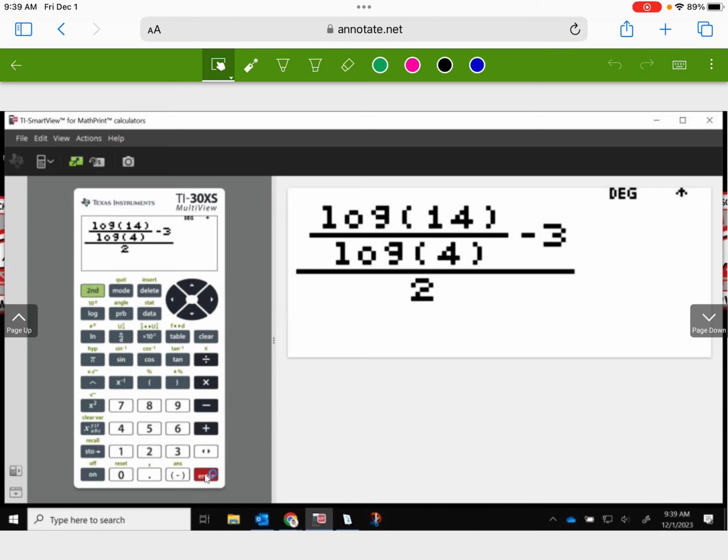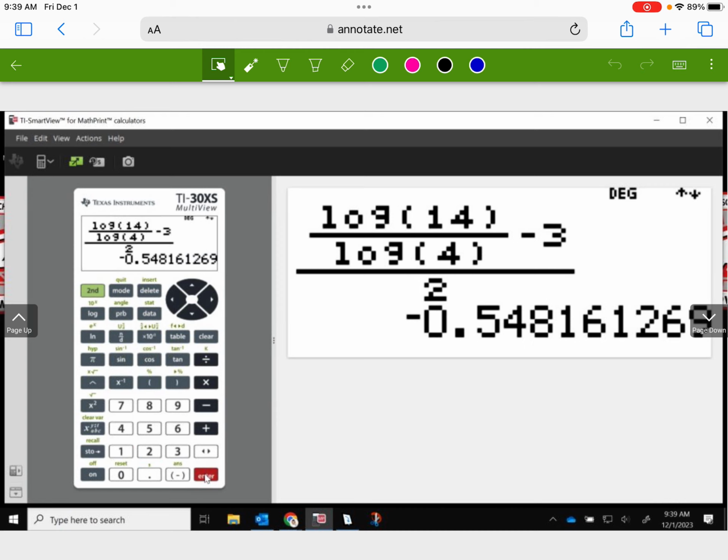But the calculator will do all the heavy lifting for us. Okay, so maybe it's not altitude, maybe it's the depth of my submarine. Because it's negative 0.548. That's probably bad if that's the altitude on my airplane. I'm going to go with let's not ride that airplane.